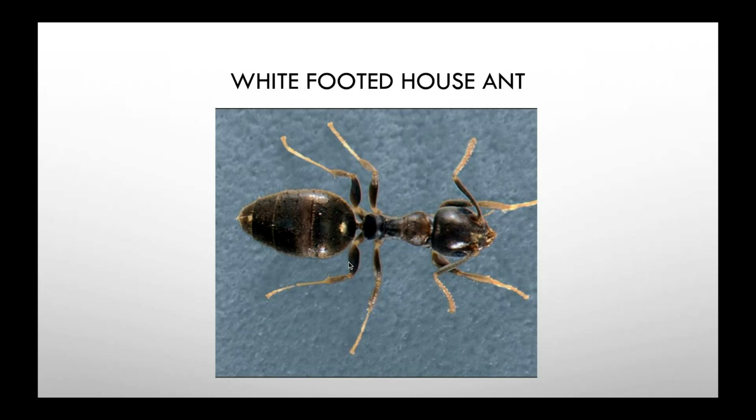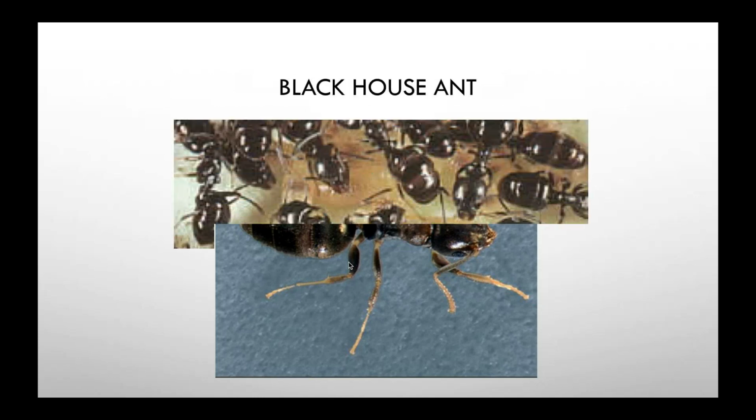So that's the white-footed house ant. It's got those light colours on the end of the feet, and also on the end of the antennae, and it's a dull black in colour. Remember, you're going to need a hand lens or a magnifying glass.